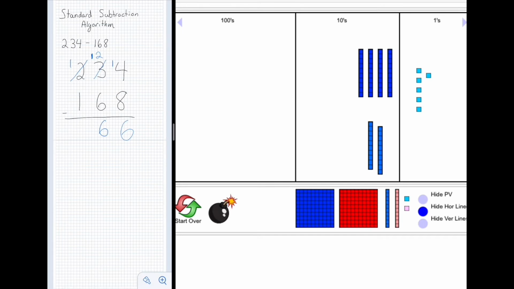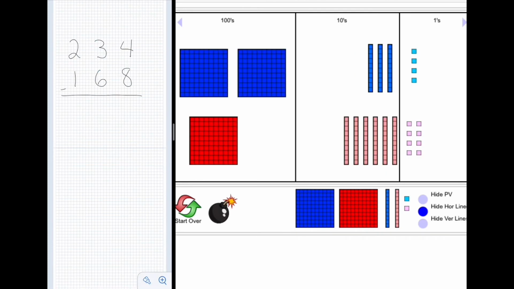Lots of us learned the algorithm by saying we borrow a 10. More modern language would include talking about ungrouping or trading. Some people prefer to model both the minuend and subtrahend to match our algorithm over here. So I've built 234 in blue on top, and 168 in red on bottom. And we'll go through the same process.